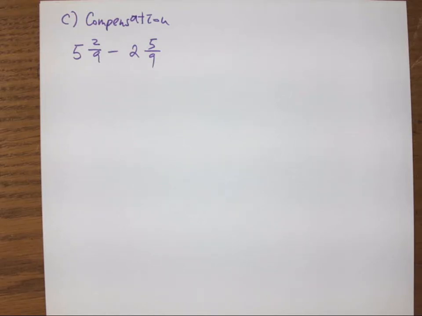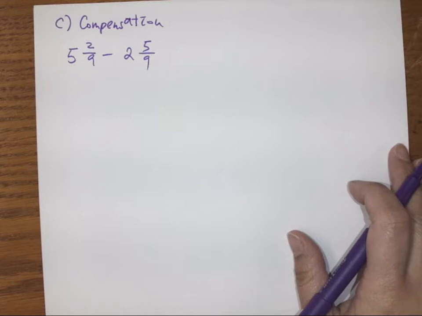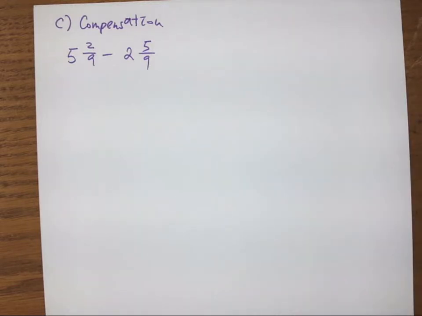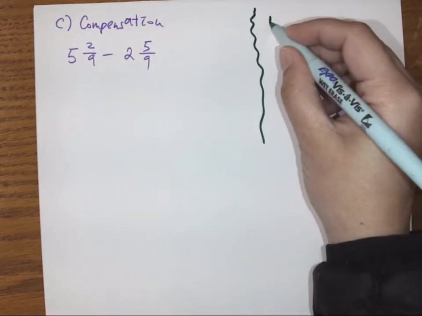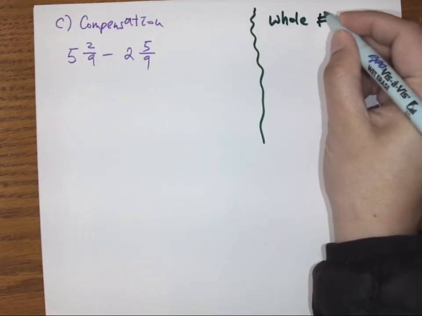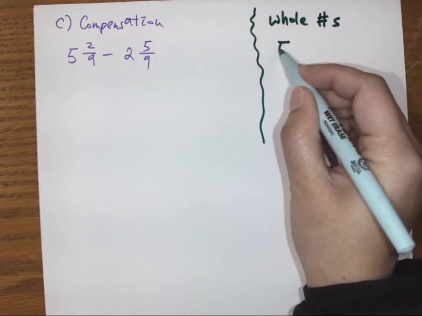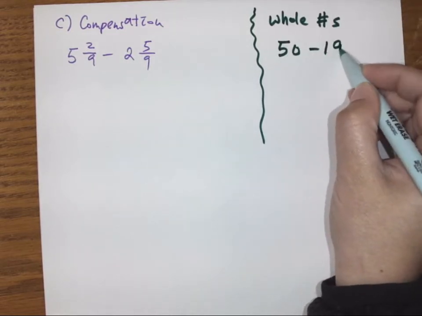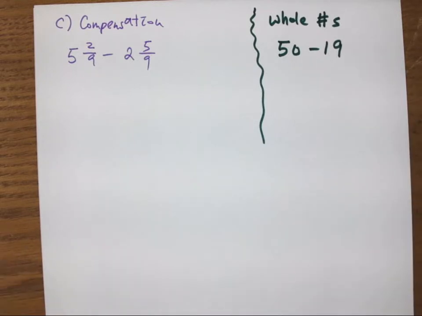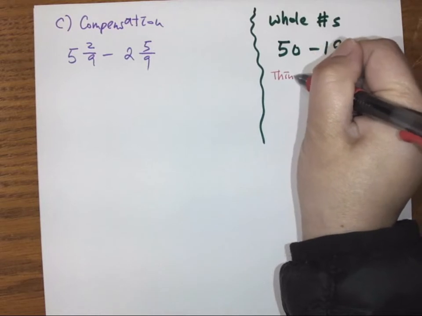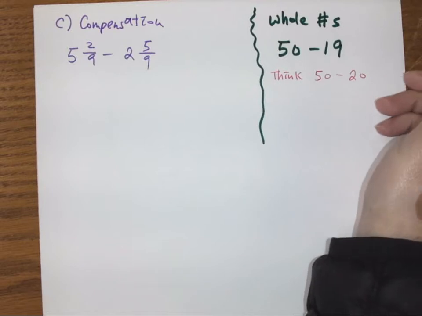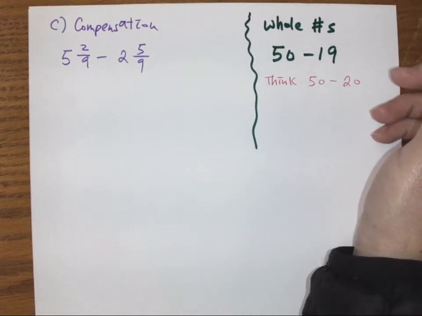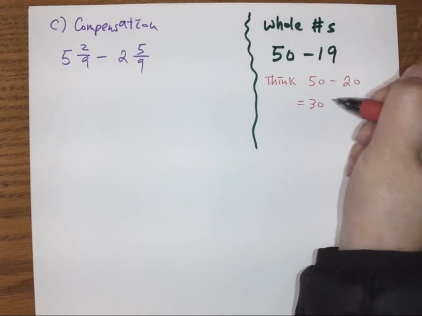Okay, the next one we're going to do is compensation with mixed fraction subtracting. One of the things we do is similar to when we did the whole number compensations. When we do whole number compensation, we may do something like 50 subtract 19. So instead of 50 subtracting 19, we can think that we are going to do 50 subtracting 20, because 19 and 20 are very close to each other.